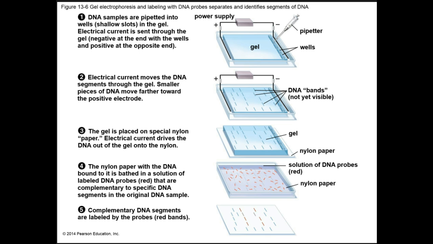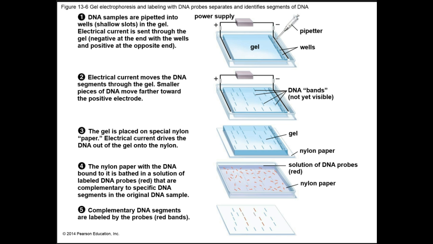This slide just illustrates the steps when you're going to use gel electrophoresis and labeling with DNA probes in order to identify sequences or segments of DNA. And we will do something similar to this in class when we do the lab. But basically, there are 4 steps in gel electrophoresis.